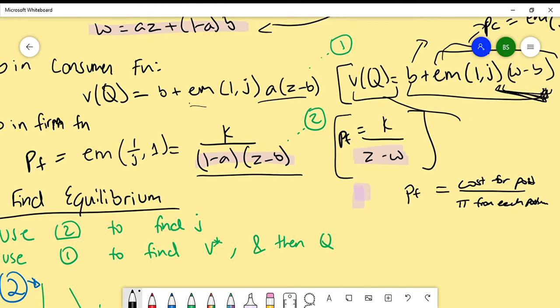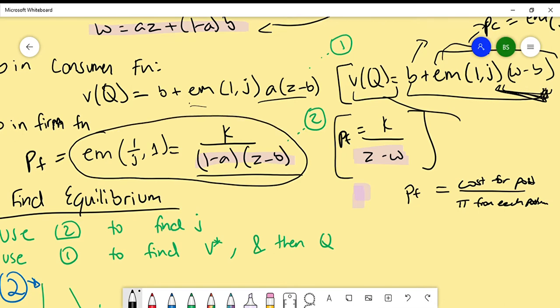Cool. So now we have to find the equilibrium. In order to find the equilibrium for anything, we would first use the second function, this EM 1 over J function, to find the new J, to see if J increased or decreased. And then we plug that J into this VQ function to find out the value and then find out the Q.